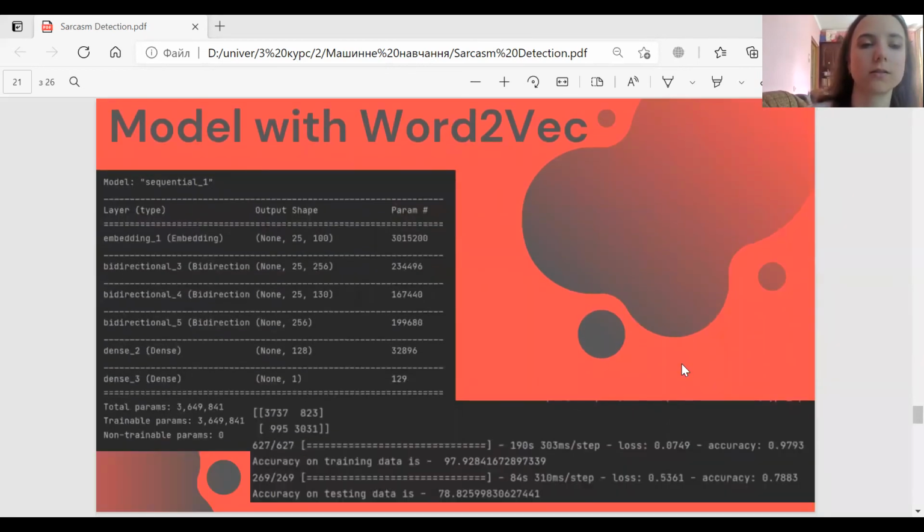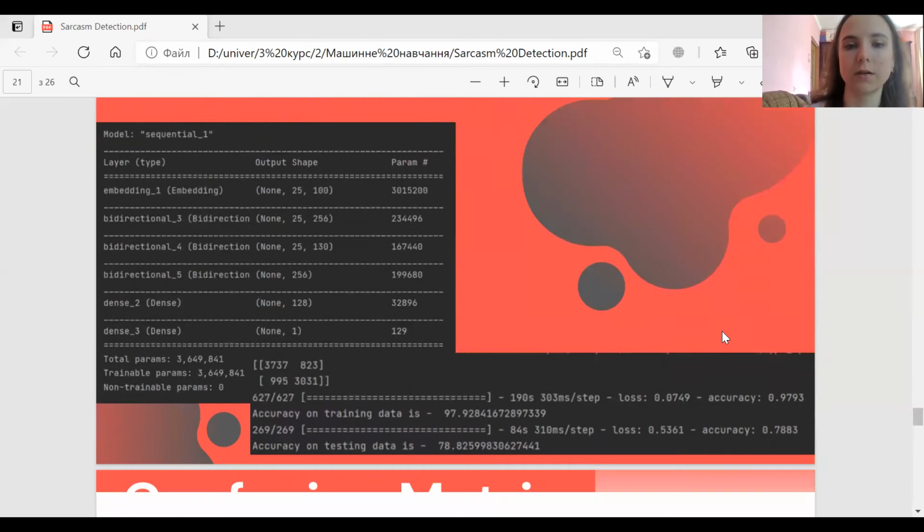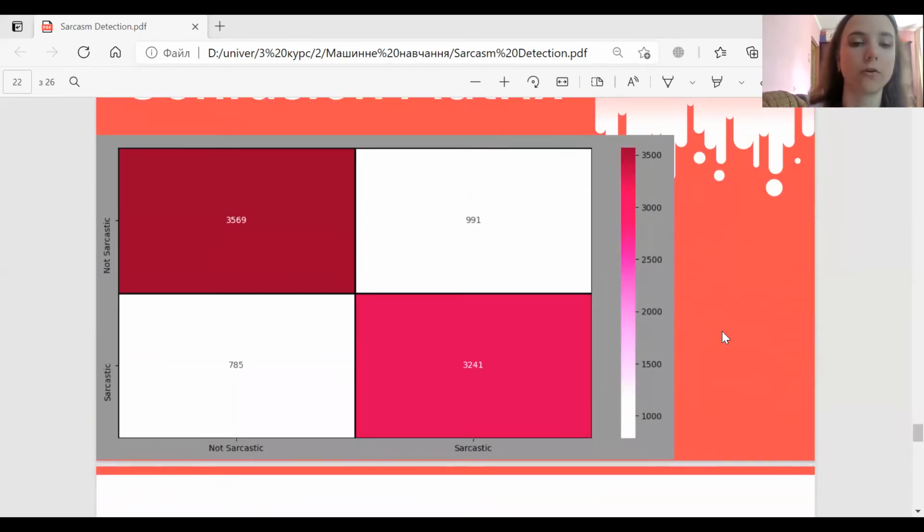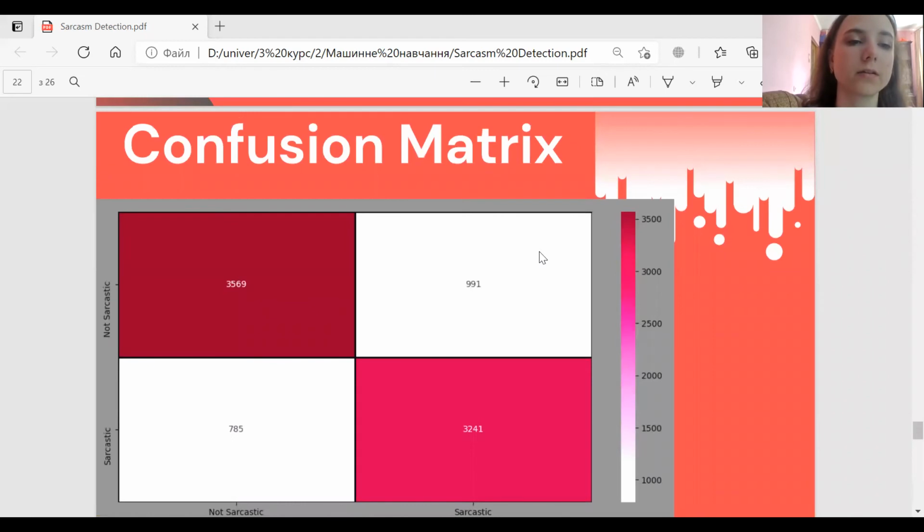The third model is built with the Word2vec vectorizer, so it has weights too. Word2vec is a neural language processing application, and these heat maps show the confusion matrix for this model. More than 3,500 entries were identified by the model correctly as non-sarcastic, and about 3,200 entries were correctly identified as sarcastic. But more than 700 entries were identified as non-sarcastic when they are sarcastic, and about 1,000 entries have been identified as sarcastic when they are not.